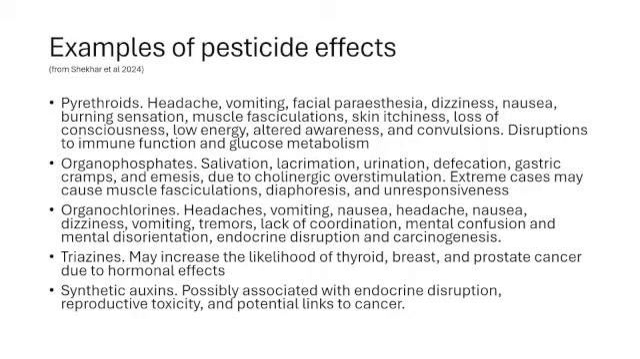There's the organophosphates and organochlorines, salivation, lacrimation, urination, defecation. Again, the sorts of things that a body might do when it's trying to eliminate toxins. Organochlorines have also been associated with things like mental confusion and disorientation, endocrine disruption, and so on. Okay, again, these are acute exposure symptoms.